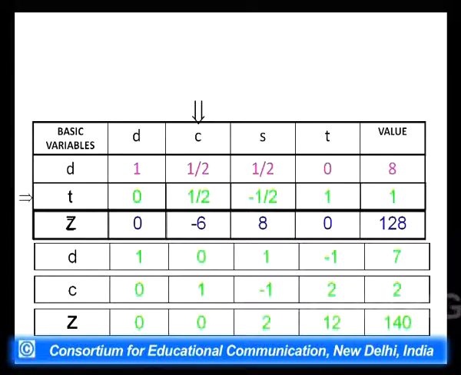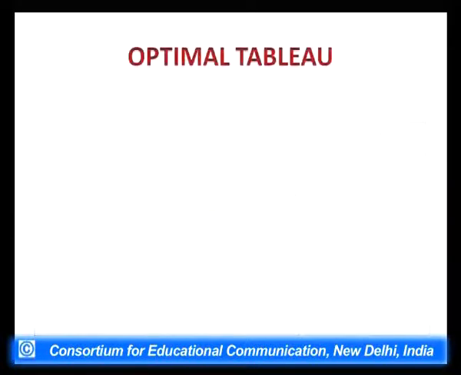Now if we go back to our earlier solution, which we got through the graphical method, in the graphical method the number of dolls to be produced was 7, the number of cars to be produced was 2, and the maximum profit was 140. And we also used software. In the software also we achieved the same optimal solution: number of dolls as 7, number of cars as 2, and the objective function value as 140. This is the simplex method of solving the linear programming problem.